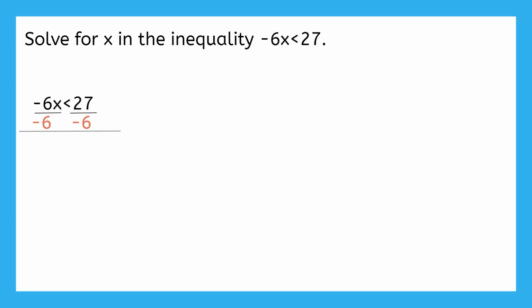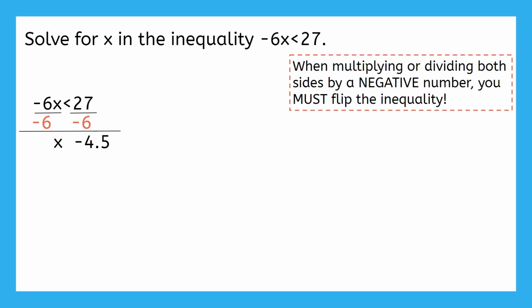This gives us x on the left and -4.5 on the right. Now, here's the super important new concept I've been telling you I'd show you. We don't write the same inequality down whenever we multiply or divide by a negative number. When multiplying or dividing by a negative number in an inequality, we have to flip the inequality. This only applies when multiplying or dividing by a negative number, not a positive number.